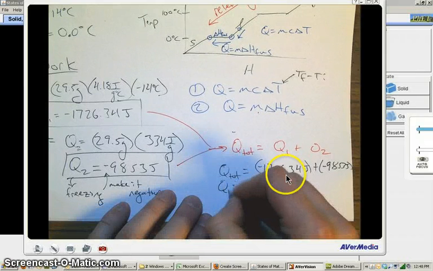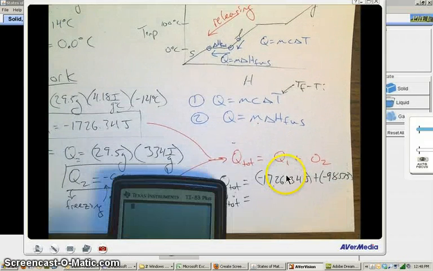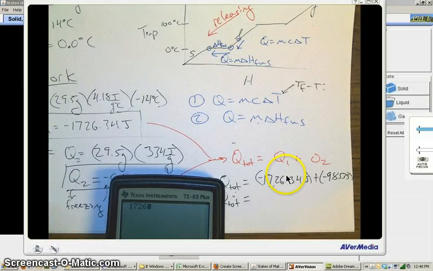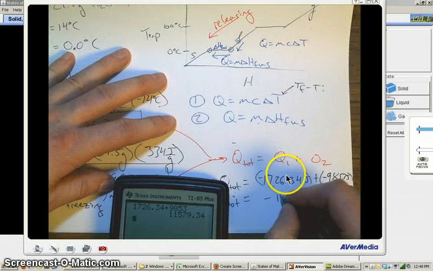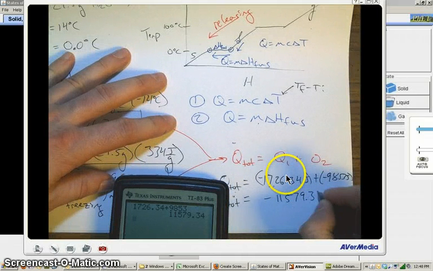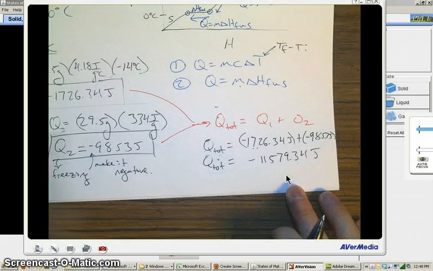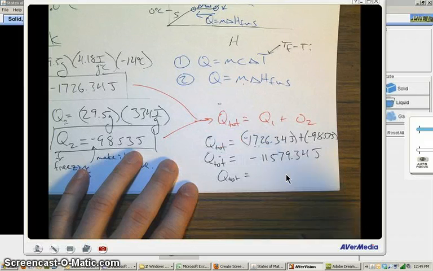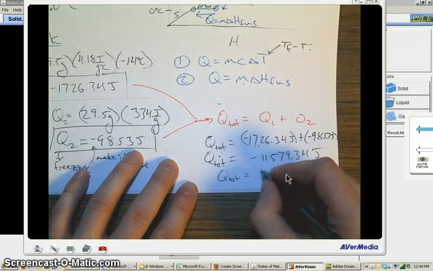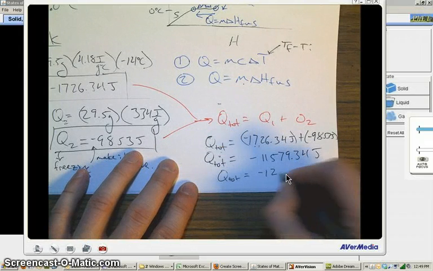So your total amount of energy, and I'm going to round this to the correct number of significant figures, is, let me do 1726.34 plus, what is it, 9,853 is negative, and 11,579.34 joules. But we want to round this to the correct number of significant figures, which for you guys would be, actually, believe it or not, only negative 12,000.